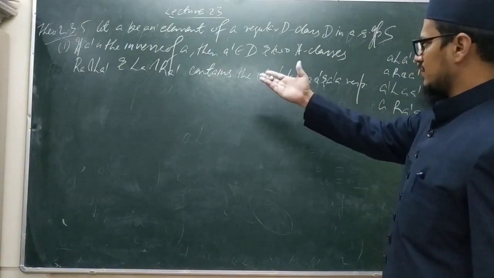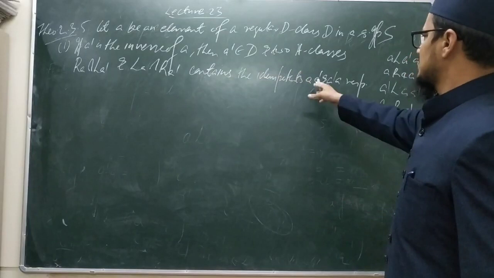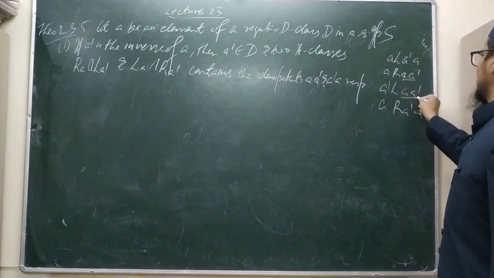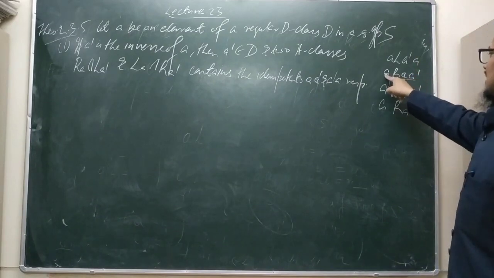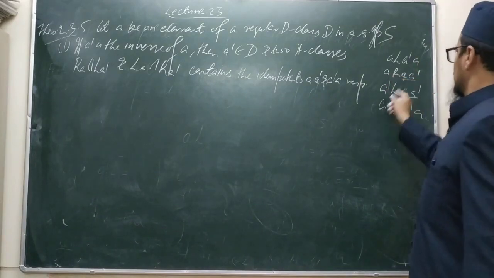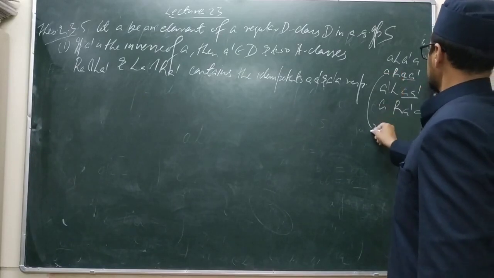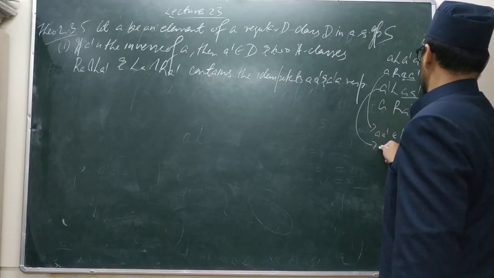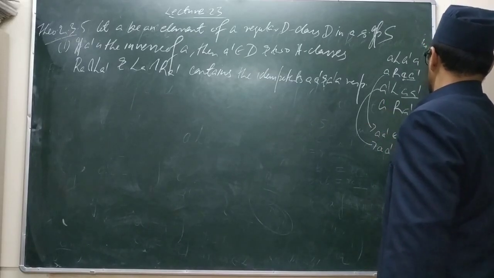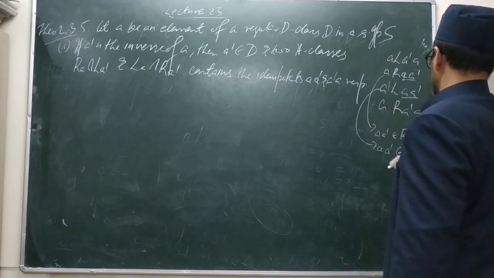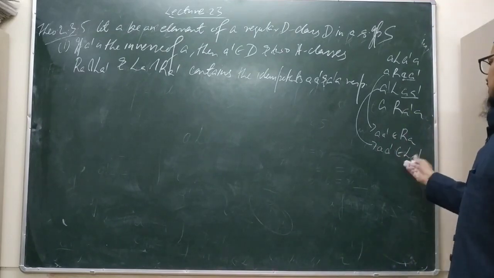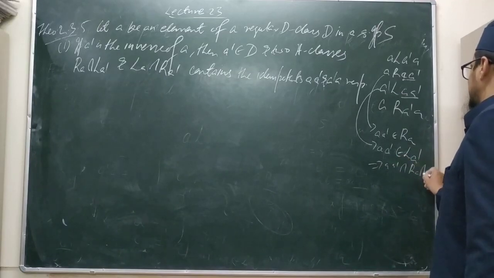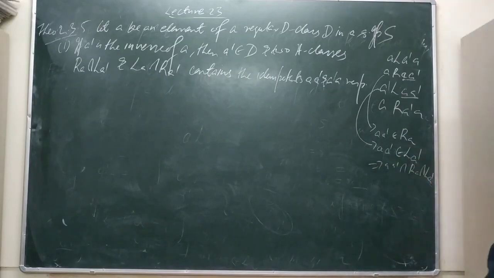And it is also very trivial that aa' belongs to R_a intersection L_a'. From here you can see a and aa', a R aa'. So from here you can see aa' belongs to R_a, and from here aa' belongs to L_a'. So aa' belongs to R_a, aa' belongs to L_a'. So it implies what? aa' belongs to R_a intersection L_a', correct?